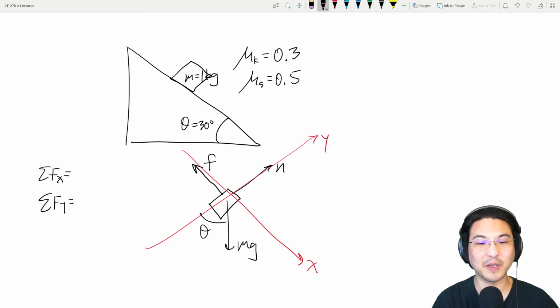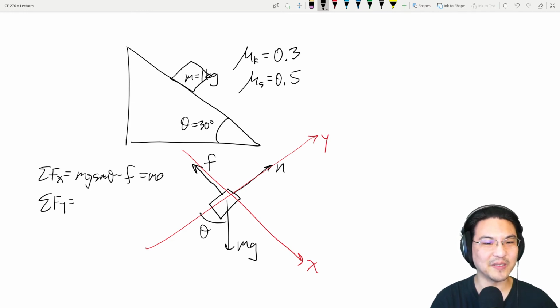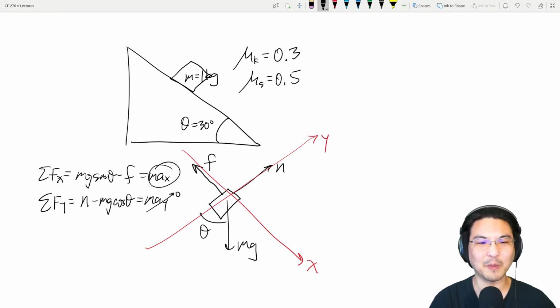In the x direction we've got mg sine theta minus friction. I'm not sure what kind of friction that is. In the y direction, N minus mg cosine theta. So for sure there's no motion in this direction, so ay is for sure 0. ax, I don't know. It might be 0, it might not be.